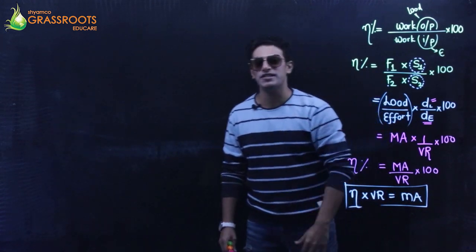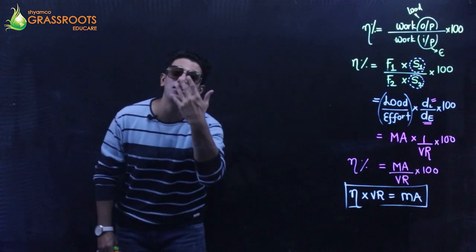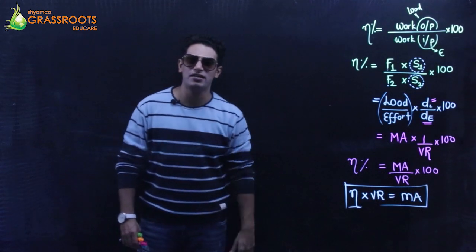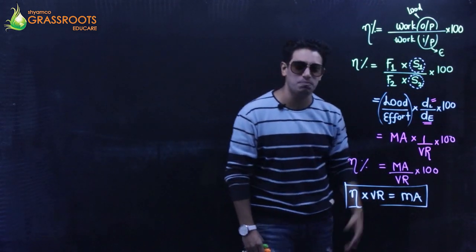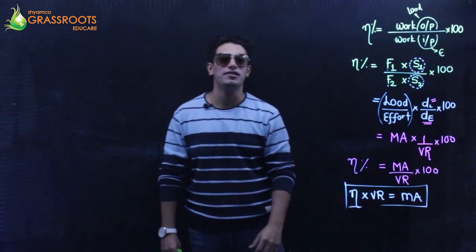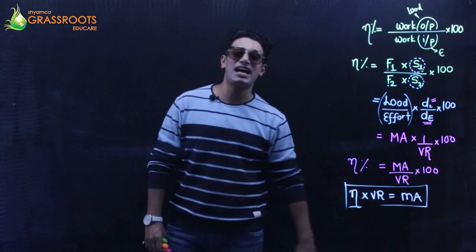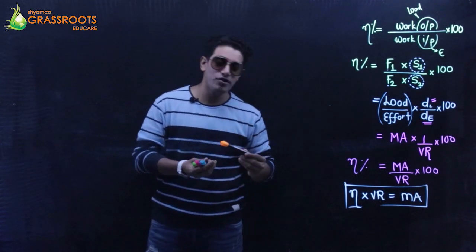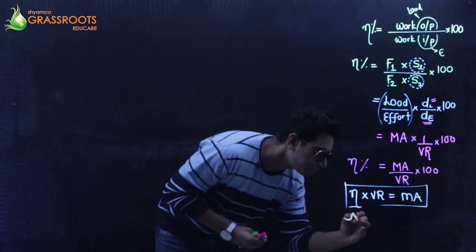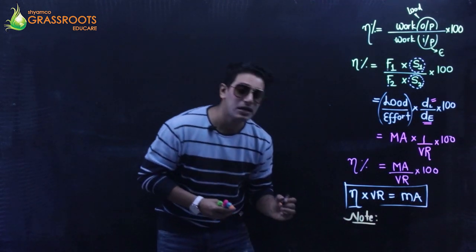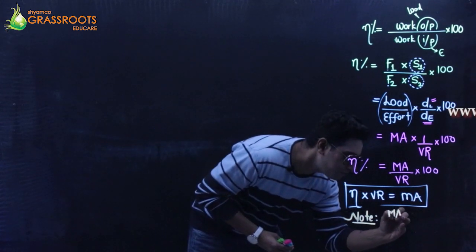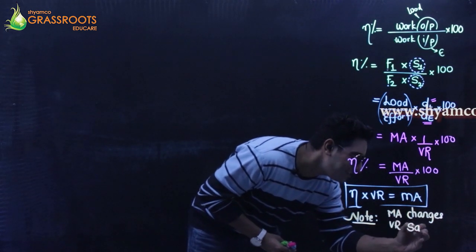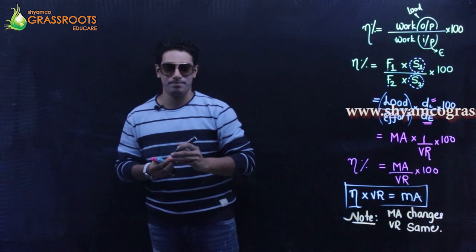I told you around 5 to 6 minutes back that I'm going to prove the relation between efficiency, VR and MA, that they are directly proportional. So if VR increases, mechanical advantage also increases. Now one pointer, it's a note. Remember this: mechanical advantage changes. Velocity ratio never changes, it remains the same.